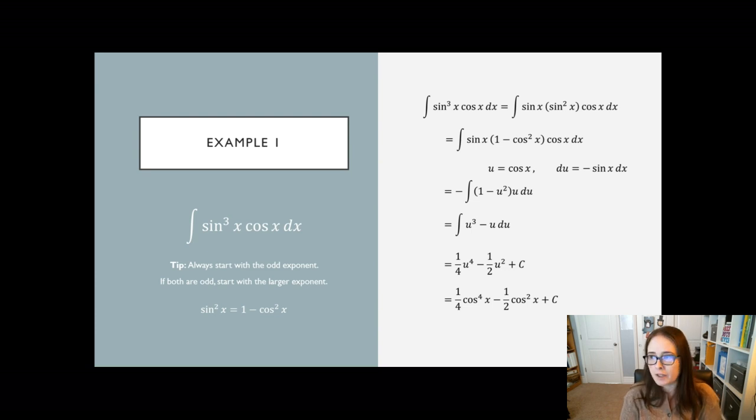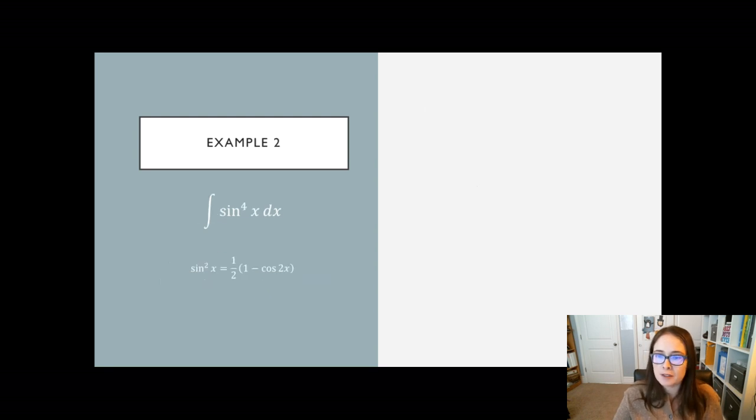I just need one odd exponent to make this work. The other example is when there are no odd exponents and you only have negative or even exponents to deal with. And in this case, because I have a sine to the 4th power of x, I'm going to be using the double angle identity for sine squared.